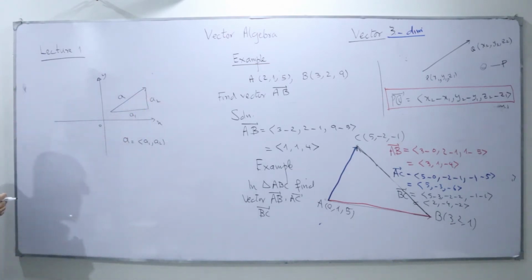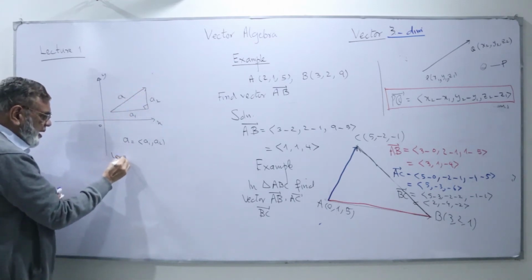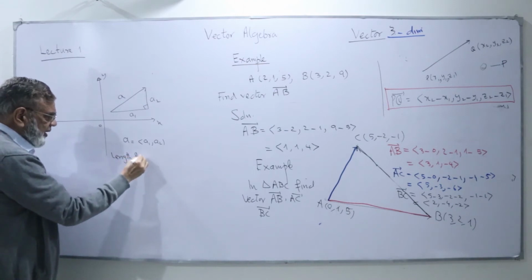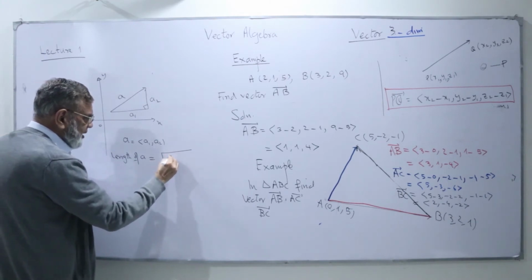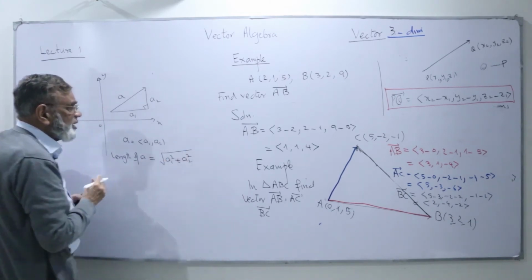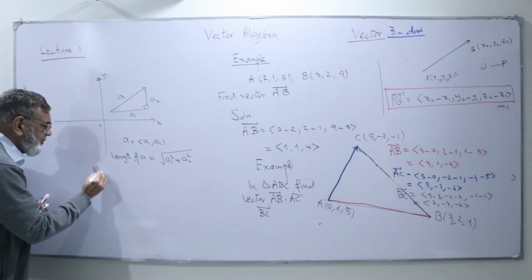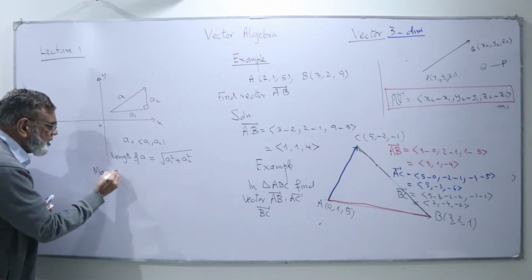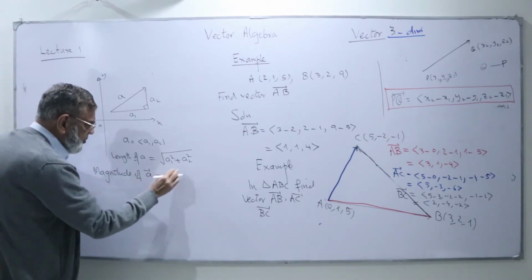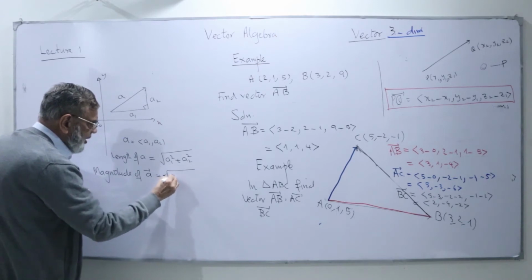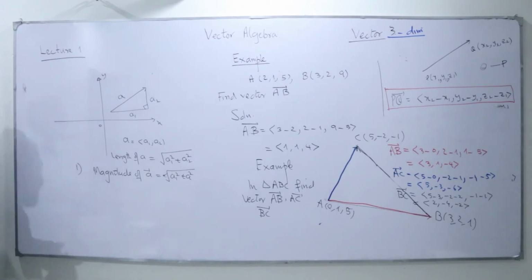So if I take this as a right angle triangle and I want to find the length of side A, by using Pythagoras this is equal to the square root of A1 squared plus A2 squared. Actually, this is the length of the vector A. We say it's the magnitude of vector A, which is equal to the square root of A1 squared plus A2 squared. So that's number one, how we find the magnitude.